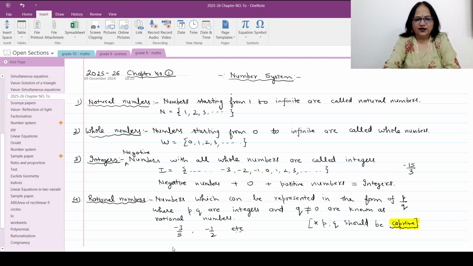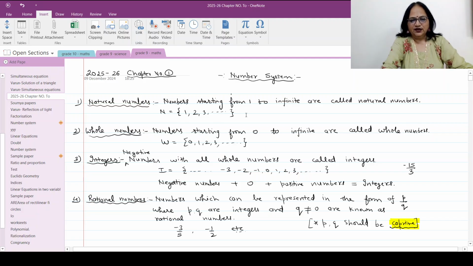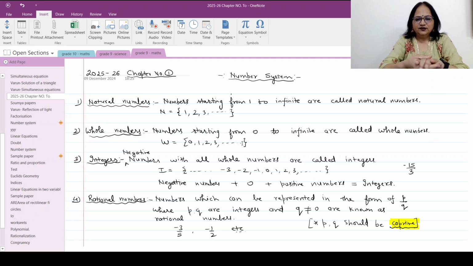So natural numbers, natural numbers are starting from 1 to infinite and we represent this set as capital N. So capital N is equal to 1, 2, 3 and so on. But if I include 0 also in this set of natural numbers, then it will become the set of whole numbers, right? Means starting from 0. 0, 1, 2, 3 and so on are known as whole numbers, correct? And this you have been doing, I think, since grade 6, natural numbers and whole numbers.